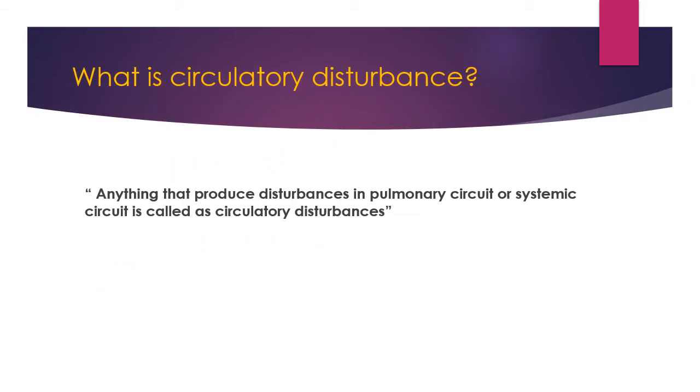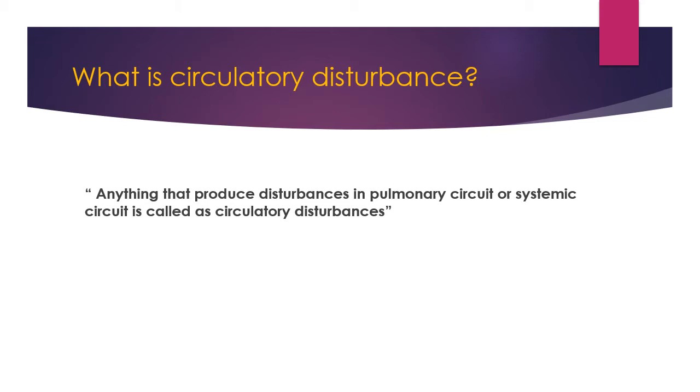What is a circulatory disturbance? Circulatory disturbance is defined as anything that produces disturbances in the pulmonary circuit or systemic circuit. Circulatory disturbances include thrombosis, ischemia, hyperemia, and hemorrhage. These are all circulatory disturbances.